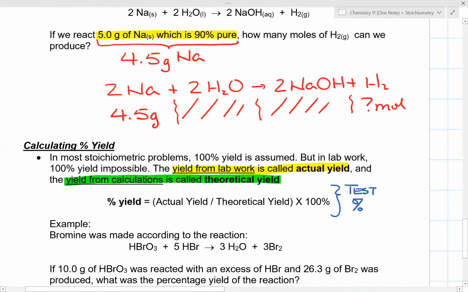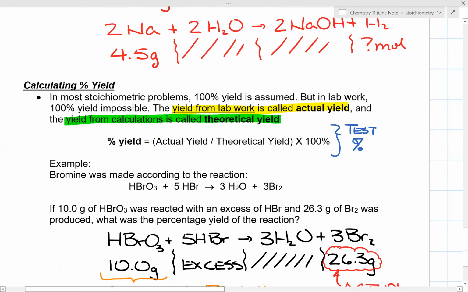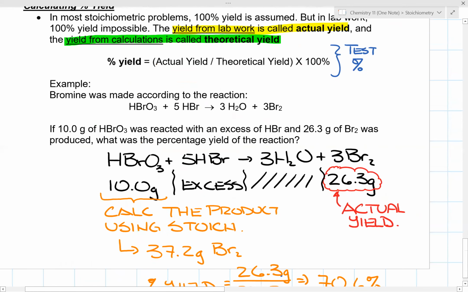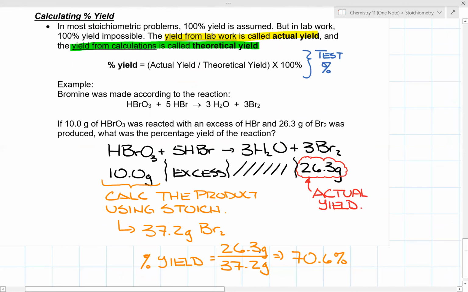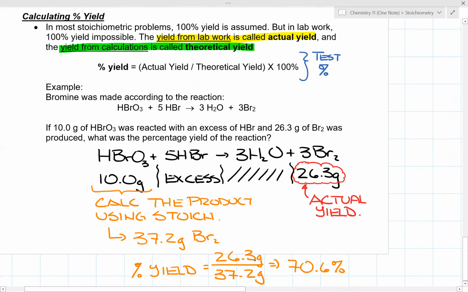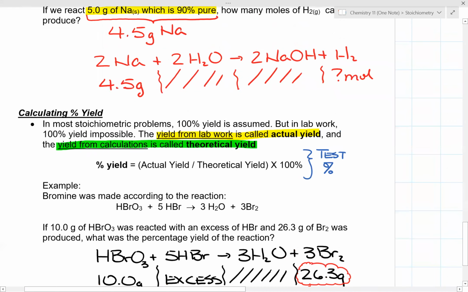The last thing I want to talk about is this percent yield. It's already been done here for you, so you can take a look. It says in most stoichiometric problems, 100% yield is assumed. But in lab work, 100% yield is impossible. The yield from lab work is called actual yield, and the yield from calculations is called the theoretical yield.